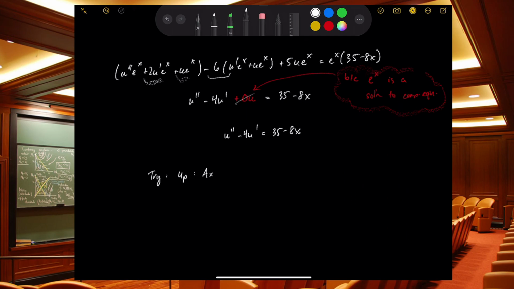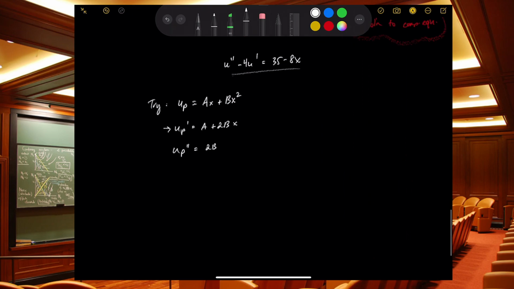So if that's the problem, then let's instead try going up one power. We'll say u p is ax plus bx squared. Because then u p prime will be just a plus 2bx, and u p double prime would just be 2b. So now at least I have all the powers of x I need, which is just that linear piece. And this would actually work for this equation. So let's give it a shot and see.